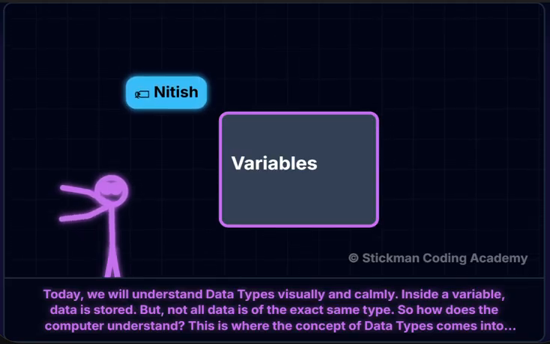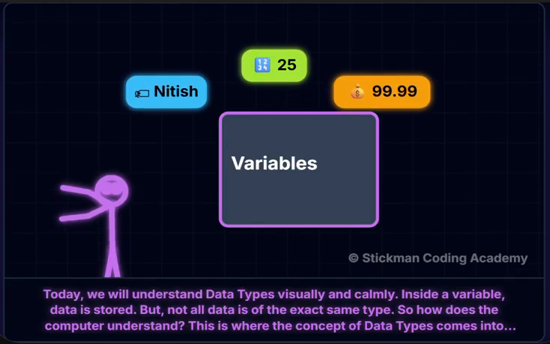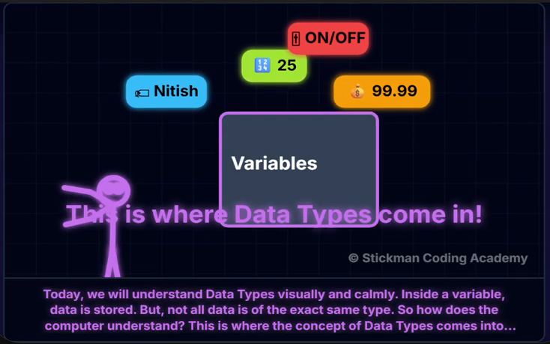Today, we will understand data types visually and calmly. Look, inside a variable, data is stored, but not all data is of the exact same type. So the question is, how does the computer understand the difference? Friends, this is exactly where the concept of data types comes into programming.